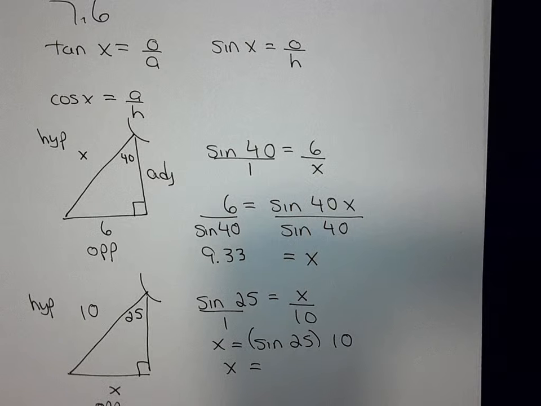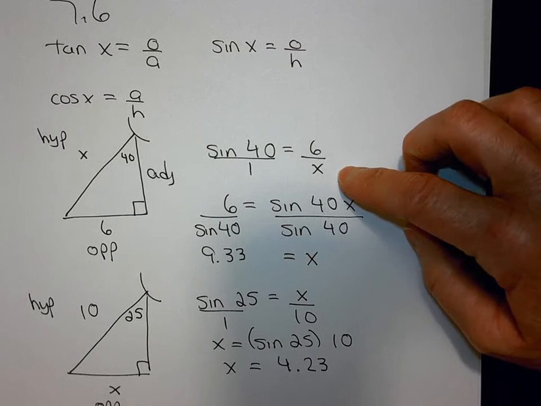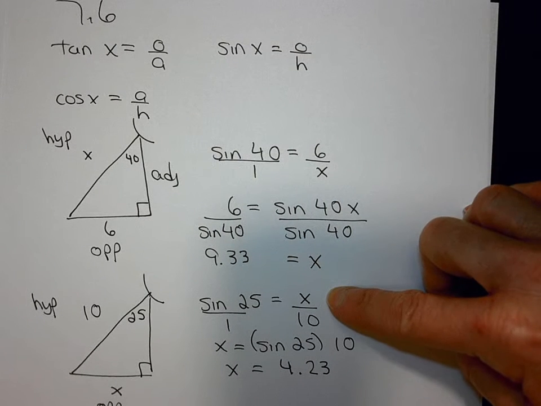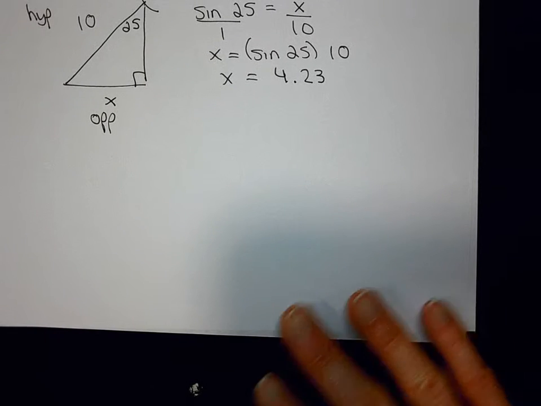Sorry, I thought I had these all figured out. Okay, so we're at sine of 25 times 10. Okay, 4.23. Okay, I just can't read my handwriting. All right, so these are the sine examples. Again, it just makes a difference if your x is in the numerator or the denominator. Okay, I'll do one more sine example.